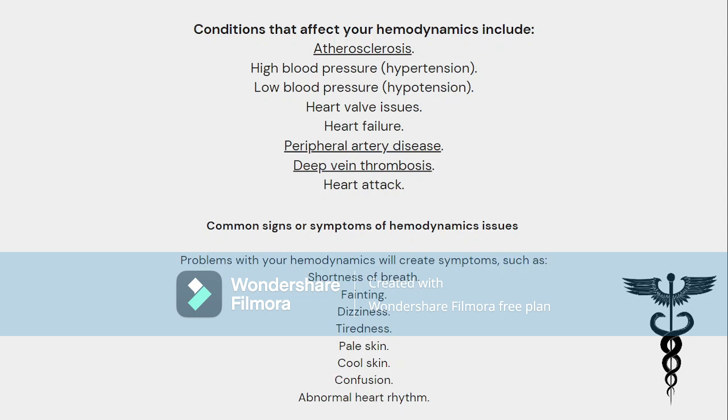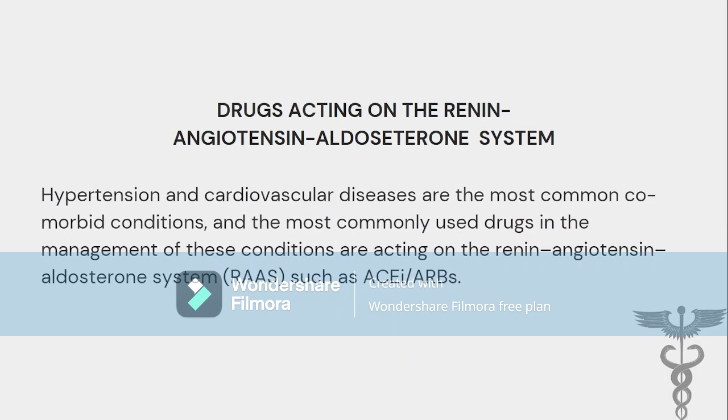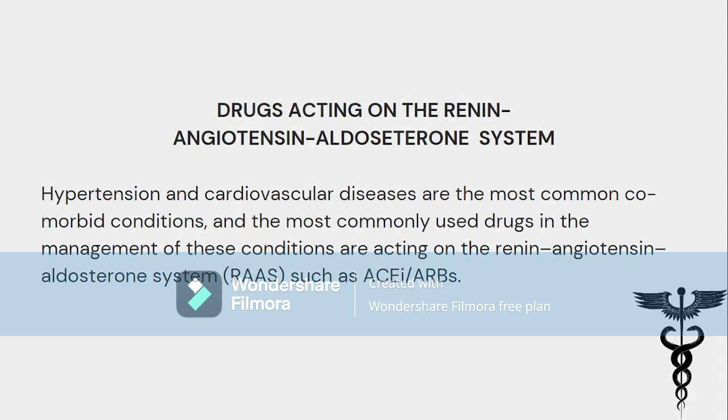So second, drugs acting on the renin-angiotensin-aldosterone system. It is a complex physiological pathway that plays a crucial role in regulating blood pressure, fluid and electrolyte balance, and overall cardiovascular function. Drugs that affect the renin-angiotensin-aldosterone system are commonly used in the management of hypertension, heart failure, and other cardiovascular diseases.